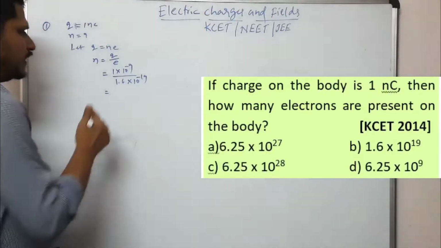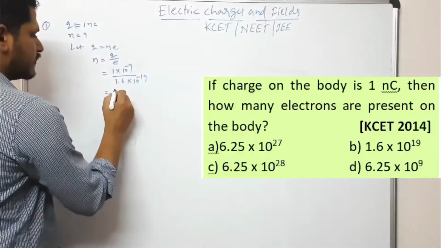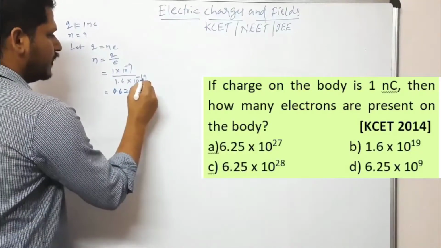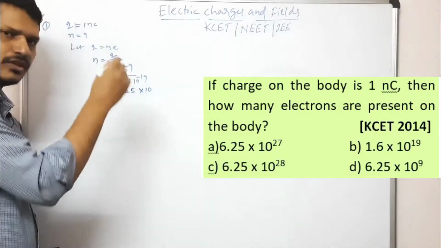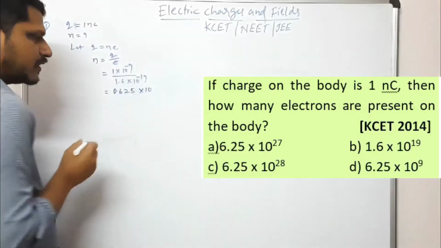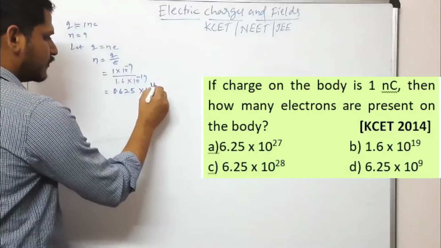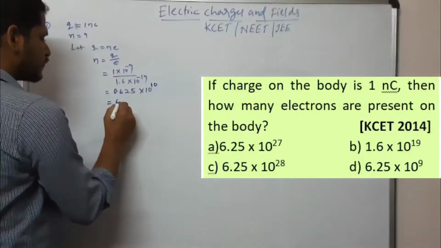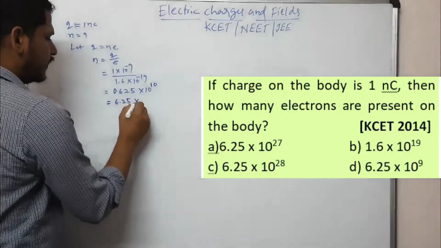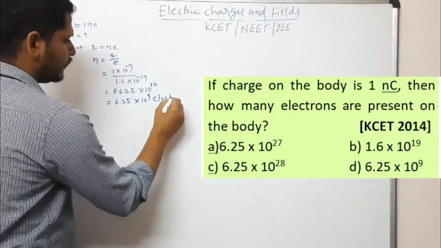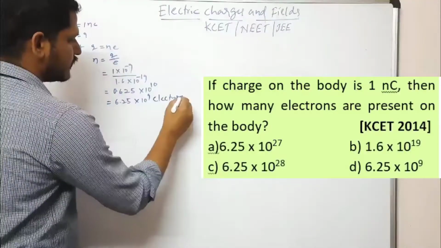So 1 divided by 1.6 is 0.625 into 10 to the power of, when minus 19 goes to the numerator, it becomes plus 19. So plus 19 minus 9 is equal to 10. So this is equal to 6.25 into 10 to the power of 9 electrons. This is the answer.